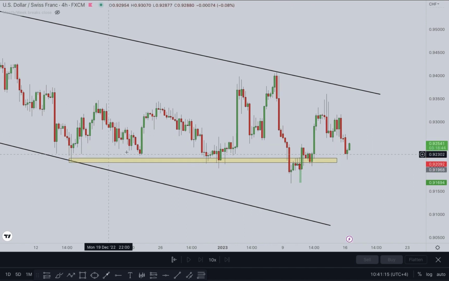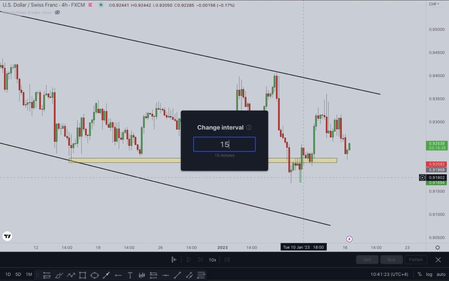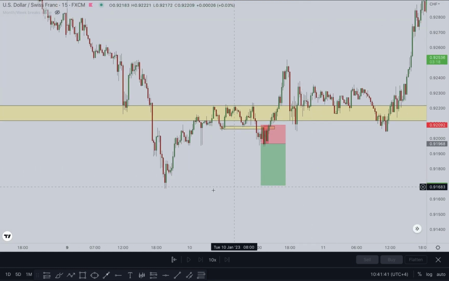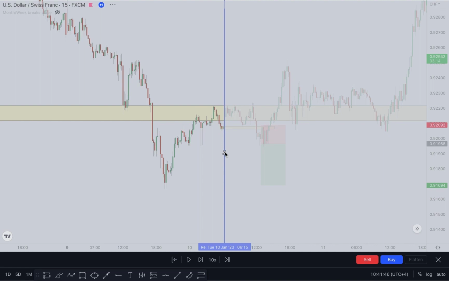So I had this first level as my area of value, and then I went on lower time frame to spot an entry. So we will go down on the 15 minutes time frame. So on this time frame, this is what I saw. This was the loss. So I'm going to cut it, and then you're going to think with me, right?